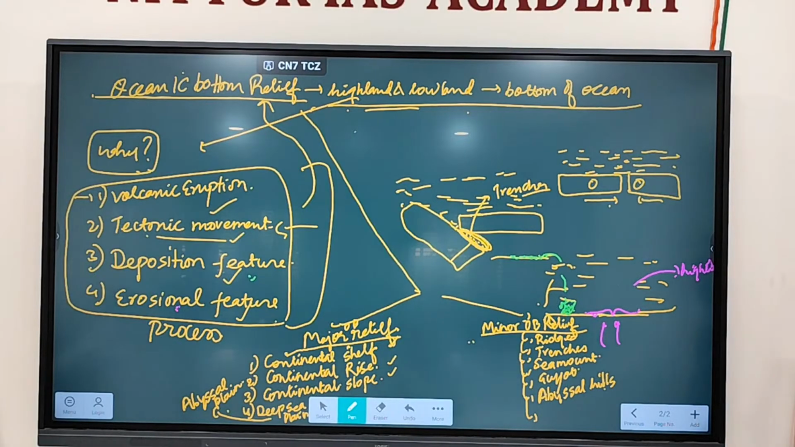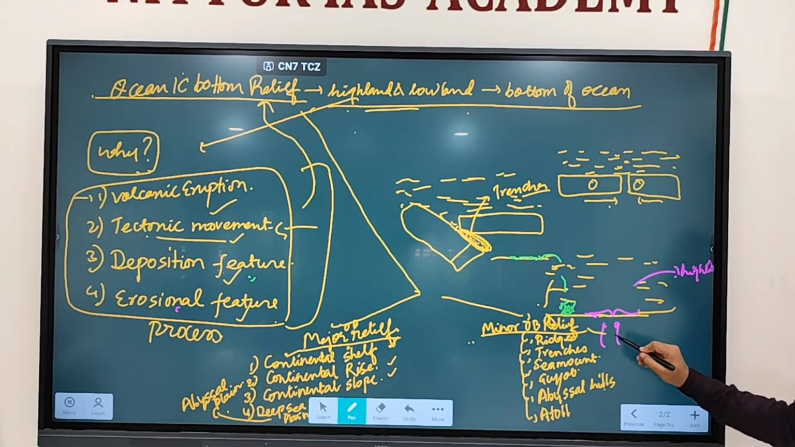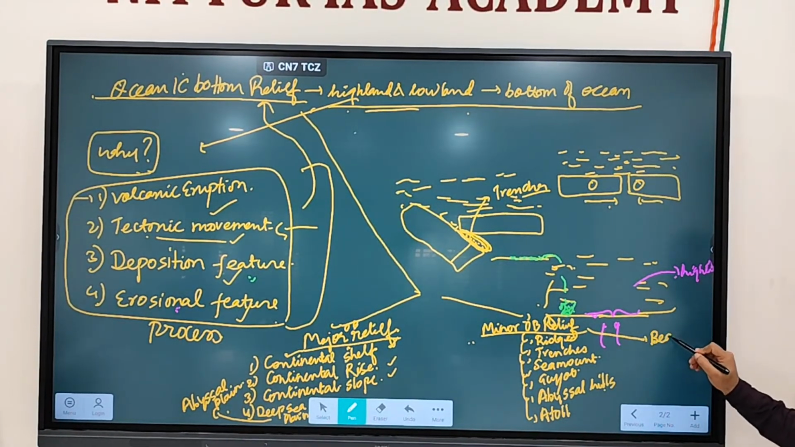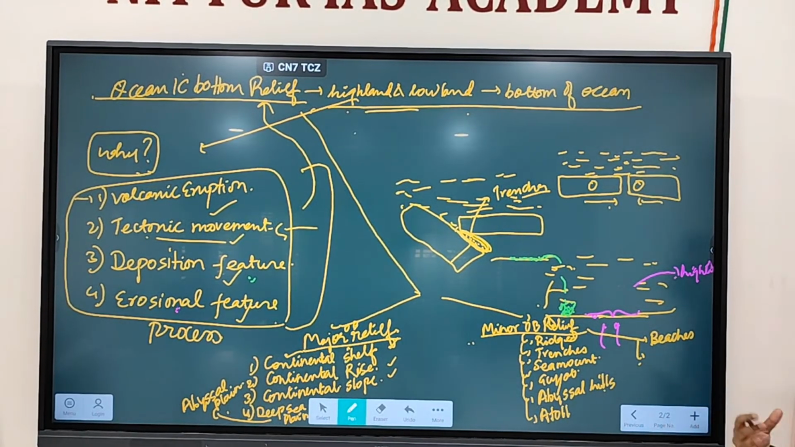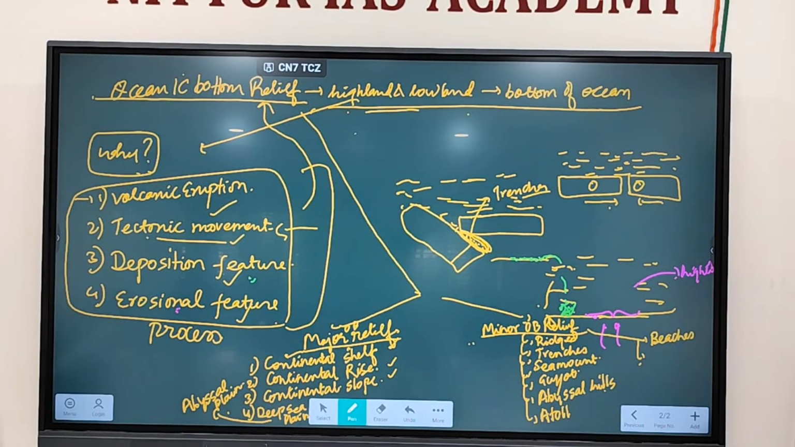You also have the concept of atoll. That is another kind of minor oceanic bottom relief feature. Sometimes you also might see beaches. So you'll also see beaches, which are nothing but minor oceanic bottom relief features.